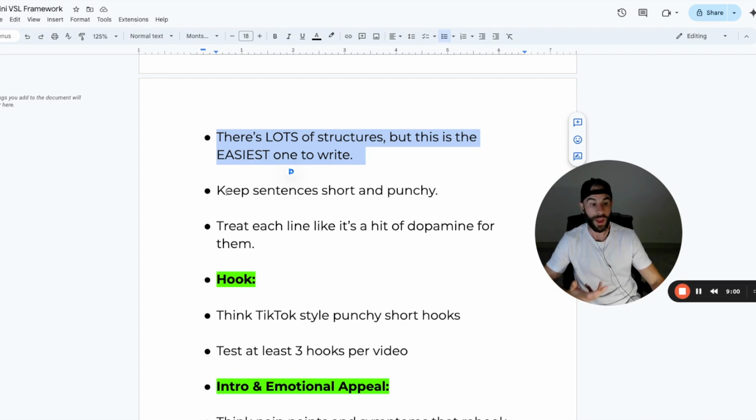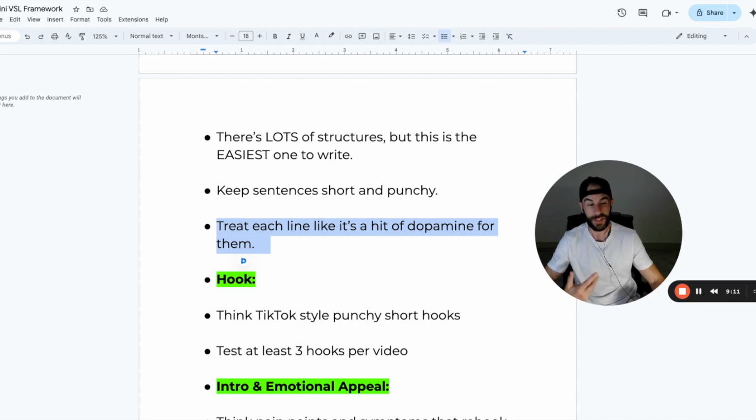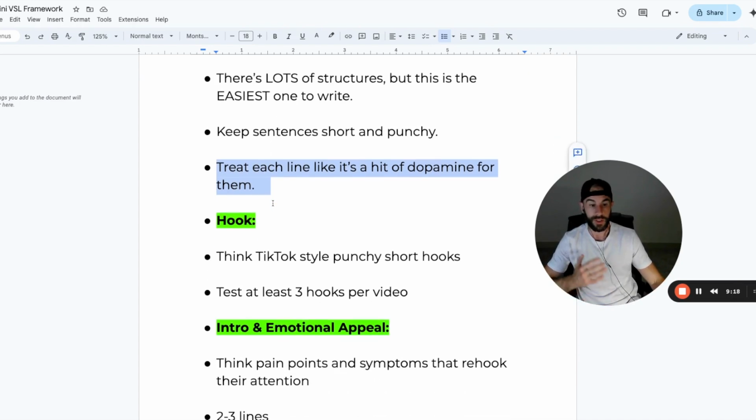And so when you're writing this, what you really want to keep in mind is keep your sentences short and punchy. Treat each line kind of like it's a hit of dopamine for them. You want to give them just enough to keep their attention hooked and then get them to the next line. So what you're going to do when you start writing these is obviously start with your hook.